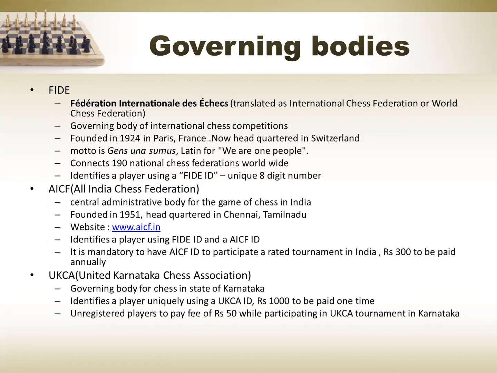Apart from the AICF, we have state level federations. For Karnataka, it is known as UKCA, United Karnataka Chess Association. So this is the governing body of chess in Karnataka. For getting an AICF ID, you have to pay a fee of rupees 3,000 per year to AICF. And for getting a UKCA ID, you have to pay one time rupees 1,000 as the fee. Otherwise, we have to pay rupees 50 per tournament that we play. So FIDE, AICF and UKCA are the governing bodies for all the chess tournaments that happen in India.